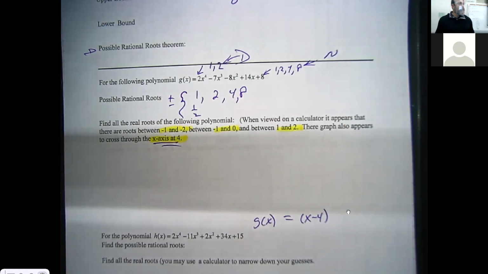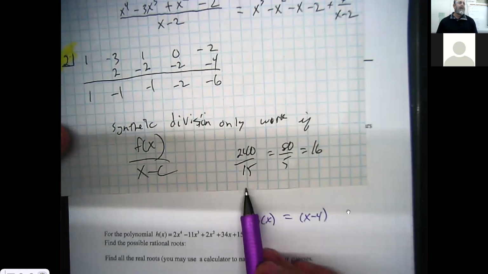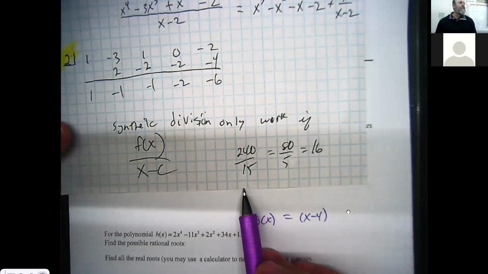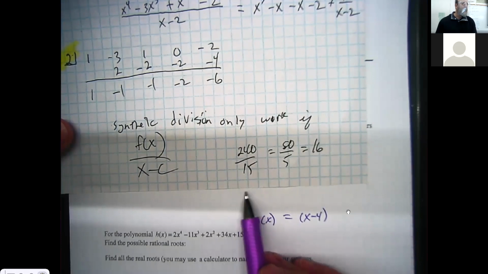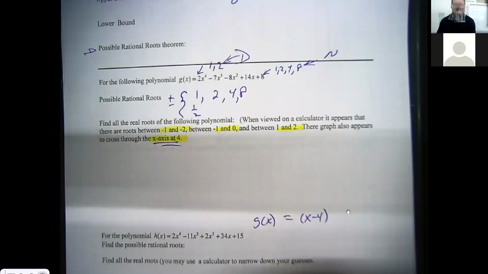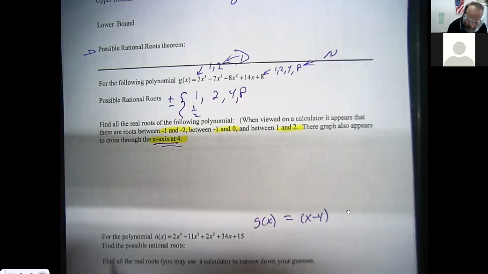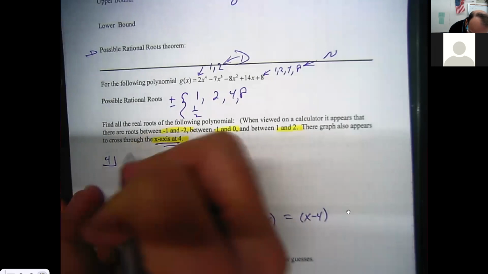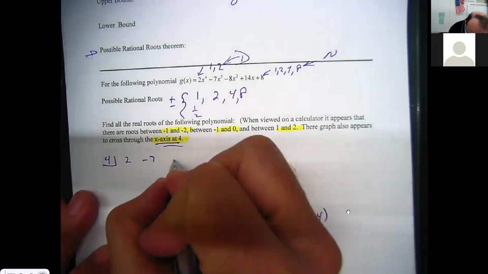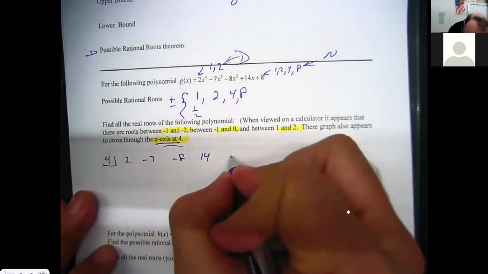Just like what I did right here. The first thing that I said when I said 240 over 15, the first thing I did is I just looked for something I knew worked. And I knew that 3 was going to work and make the problem get smaller, correct? Do we know that the number 4 is going to work? So if I could divide that 1 out, what's going to happen to the size of my polynomial? It's going to get smaller. So let's do that. Let's put a 4 right there, and let's make our polynomial get smaller.